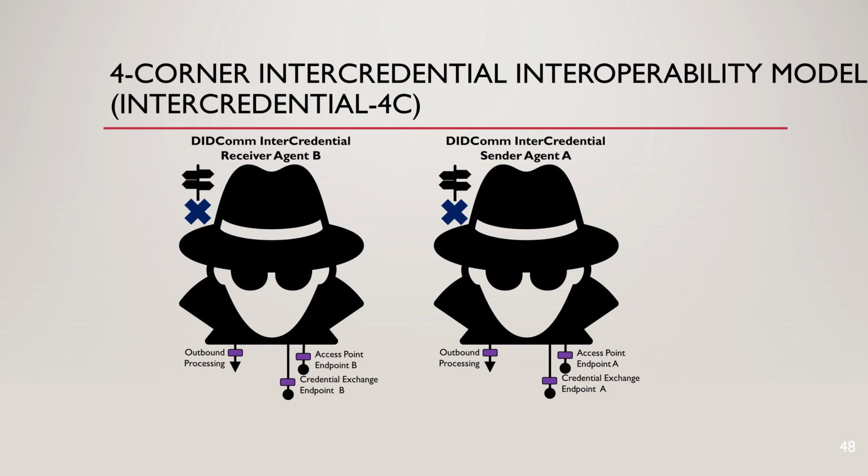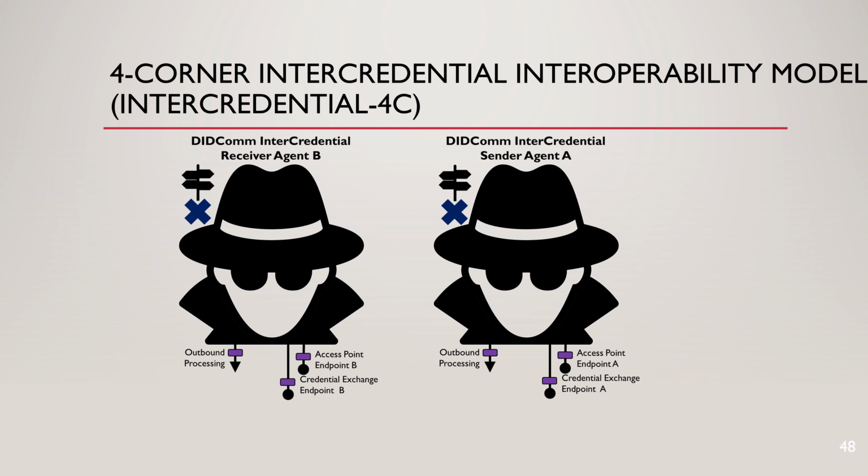And so that leaves us with the four-corner InterCredential interoperability model under the guise of the DIDComm agent logical composition model. We end up with two agents, conceptually architected and designed the same. They have two endpoints, an access endpoint and a credential exchange endpoint.